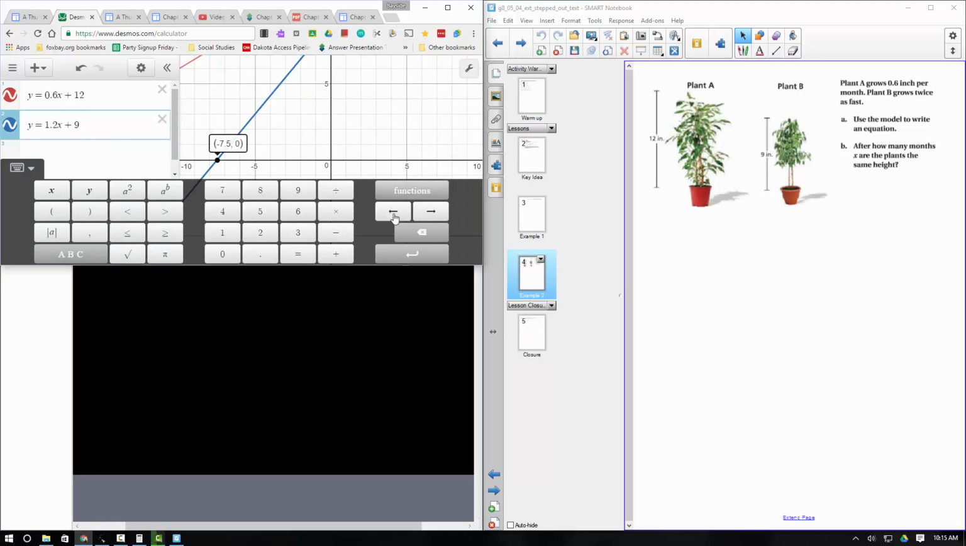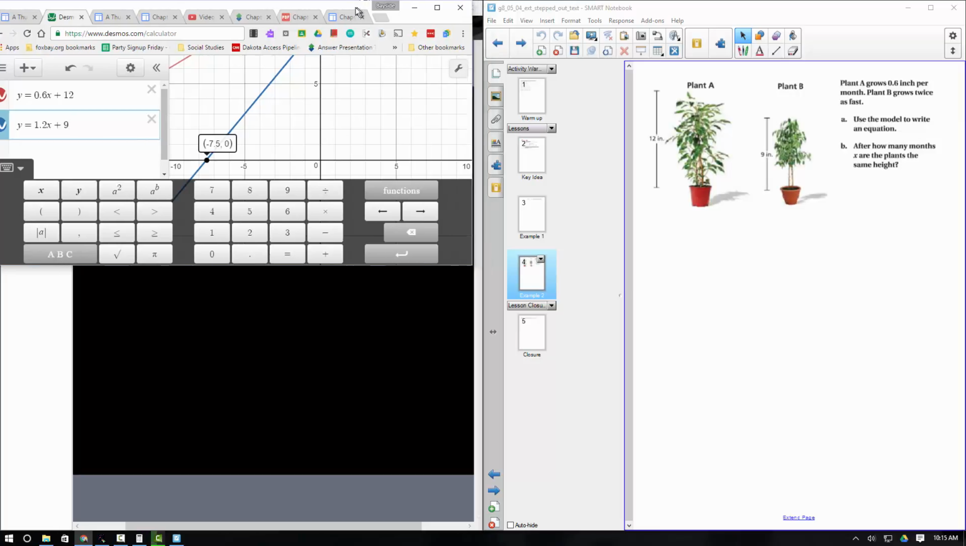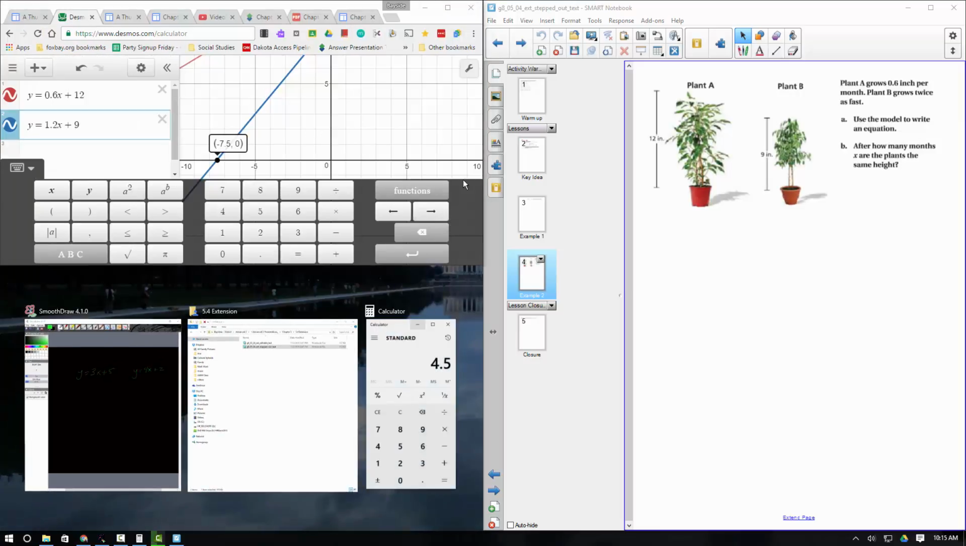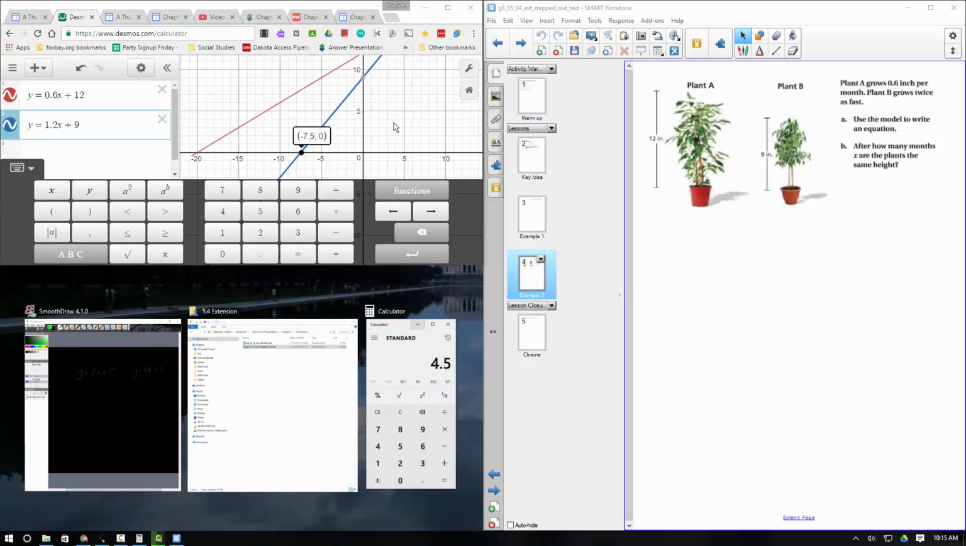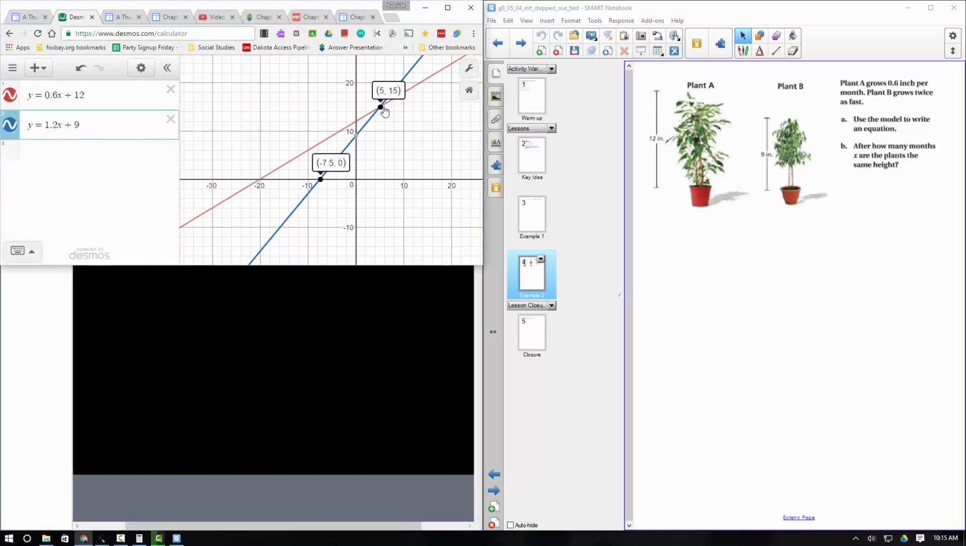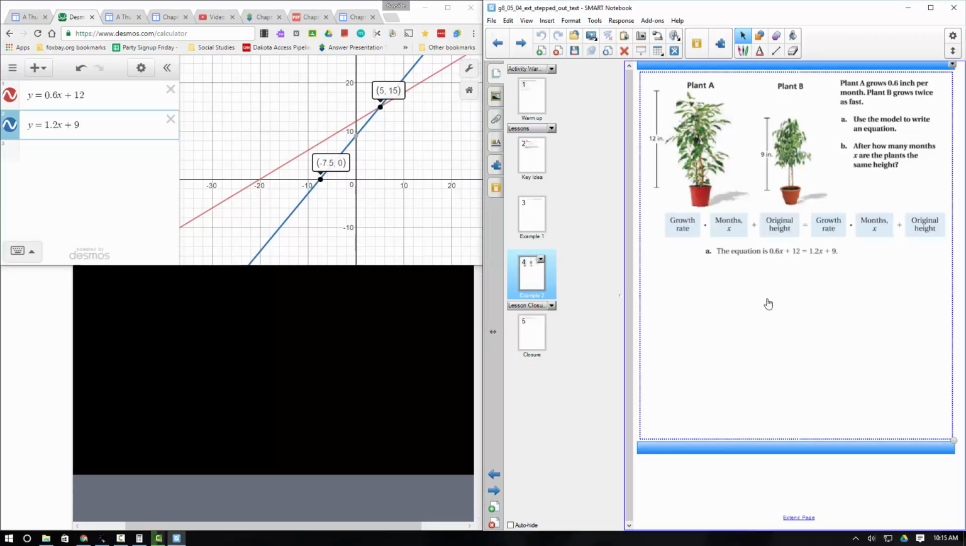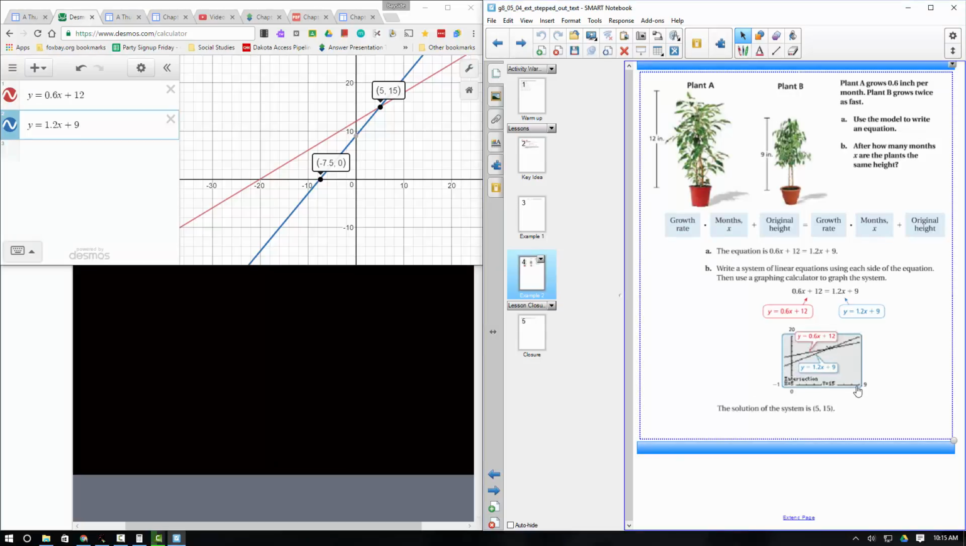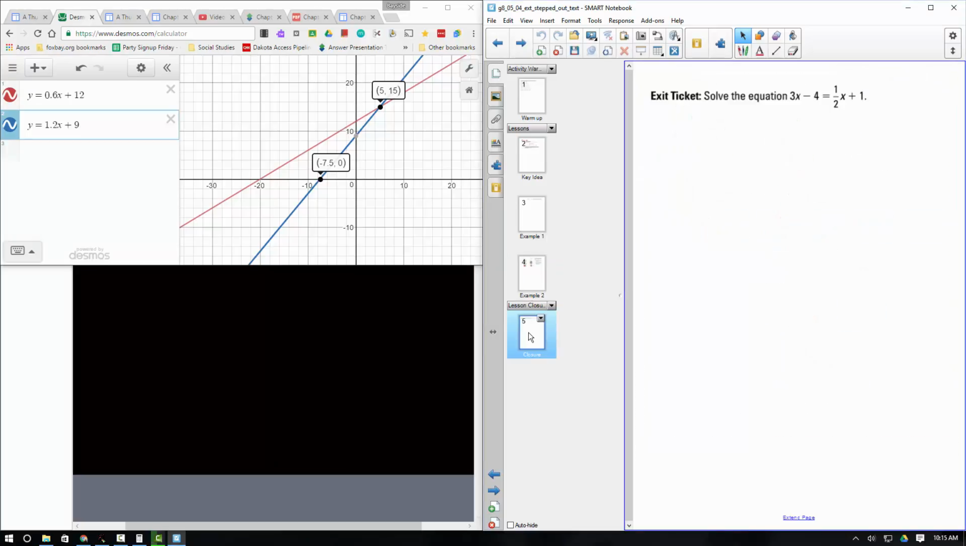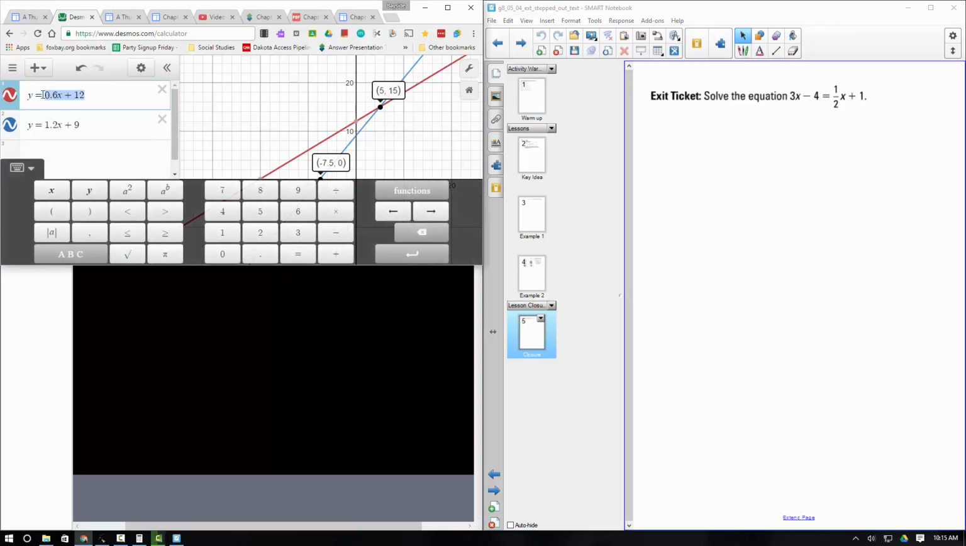Now it's off my grid, so let's just take a look here. And it looks like they will intersect at month 5, and they'll be 15 inches tall. And there's the answer. And that's the lesson today. I guess as an ending point, try to change these and solve this one when you graph it. So pause the video.